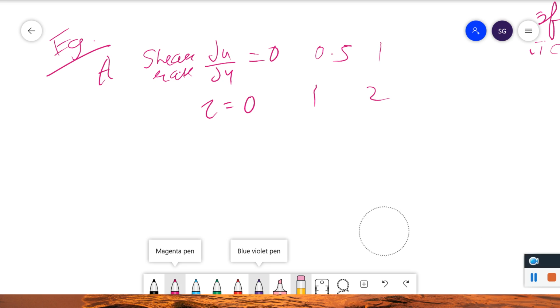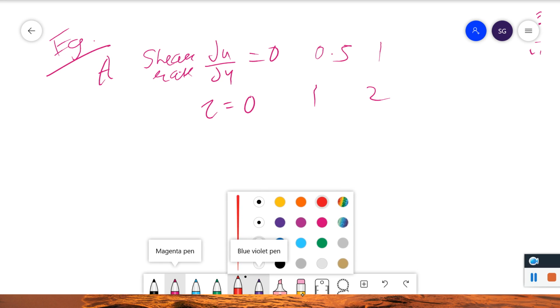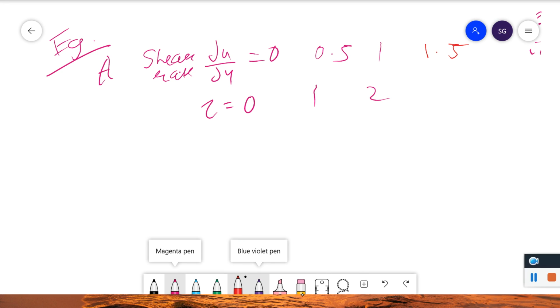Clear the board first. 1, 2, 1.5, 3 and 2, 4.